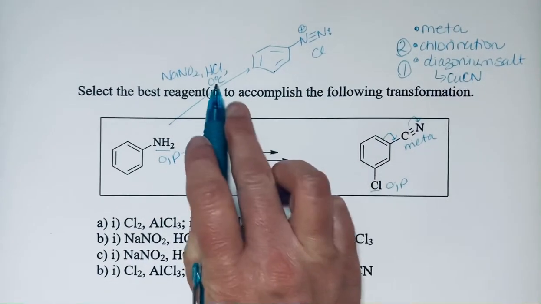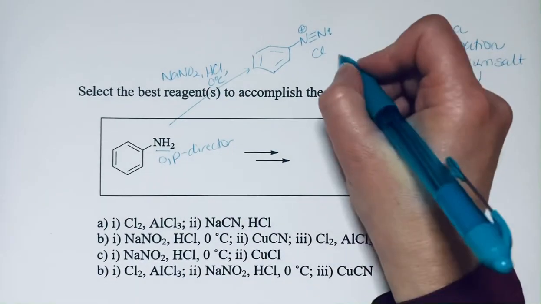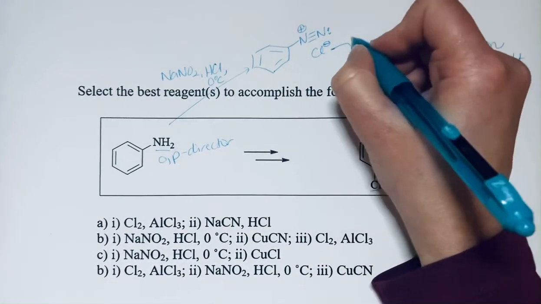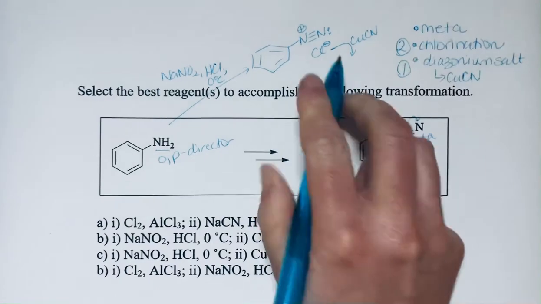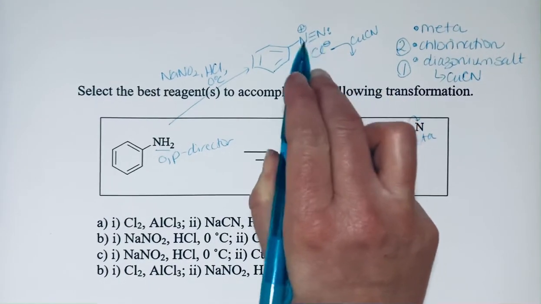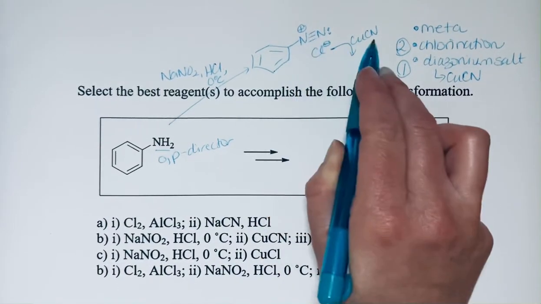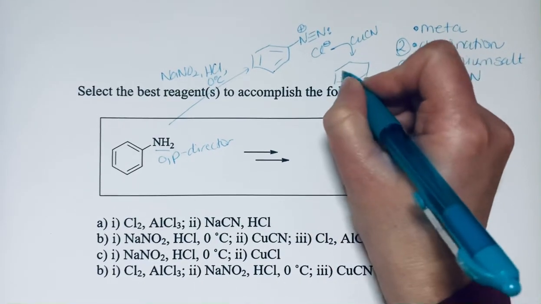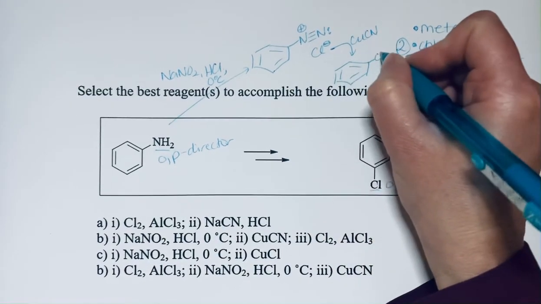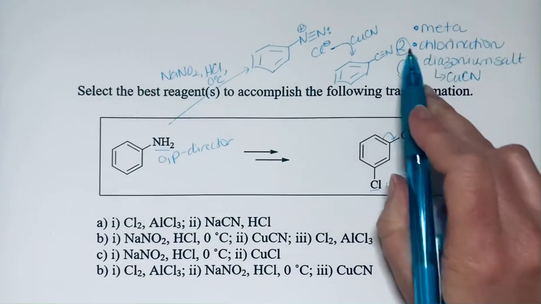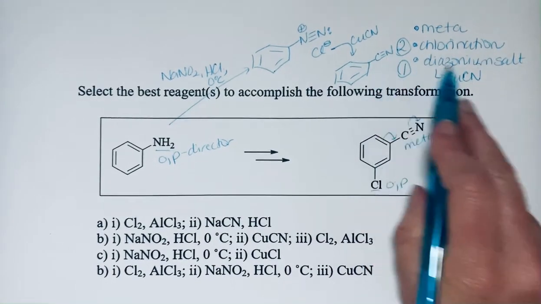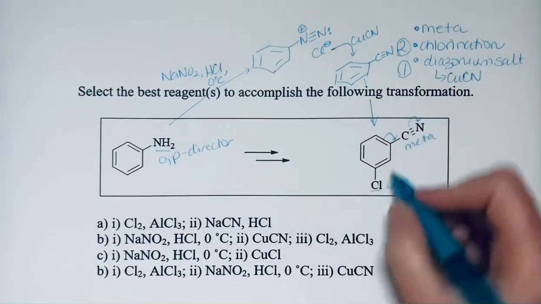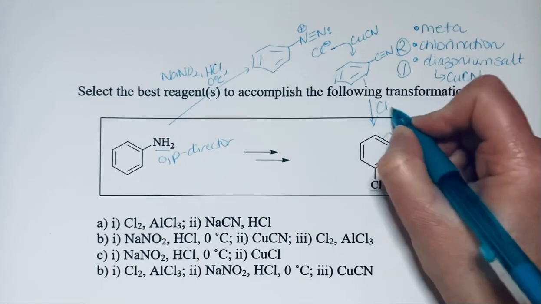And then we don't have a choice, we gotta do these sequentially. Then if we treat this, so it's a chloride ion, if we treat this with copper cyanide, then we will replace that diazonium with the cyano group. And then with our cyano group installed, we've got the meta director, we can do the chlorination, and that will put the chlorine on the meta position, which is what we're looking for.